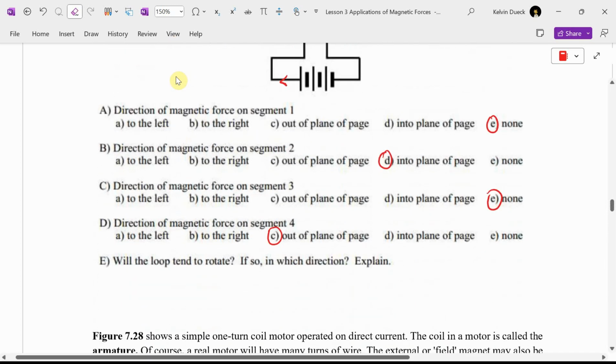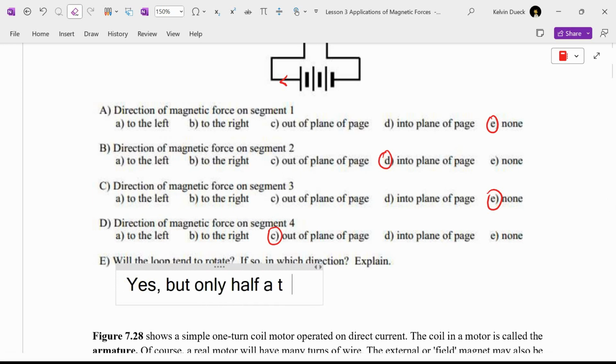Okay. So first of all, will the loop tend to rotate? Yes. But only half a turn, and then it's going to flip back. How can we get it to spin? Because that's what a motor needs to do. A motor needs to be able to continue to spin to make tires turn or whatever. Well, we could reverse the field. We got more clever than that. We're going to use a completely physical system.